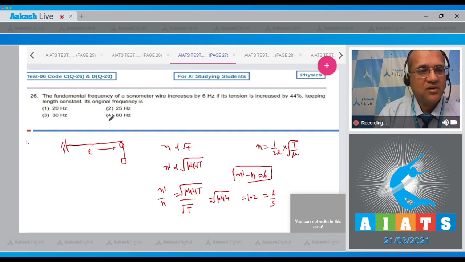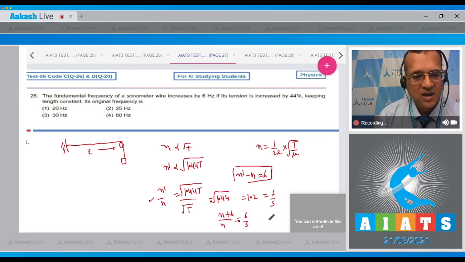And I want to find out the original frequency. From here, N dash is equal to N plus 6. So N plus 6 divided by N is equal to 6 by 5. Cross multiply and you get that N is equal to 30. So the original frequency is 30 Hz. So the correct option is option number 3.